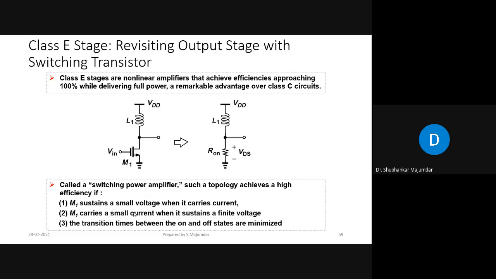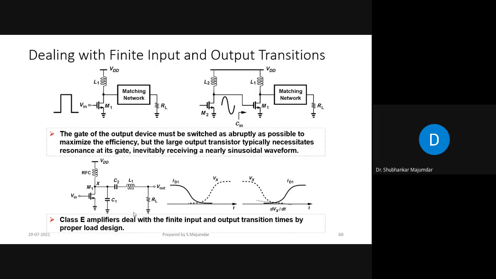The basic issue with this type of class E amplifier is the linearity. So linearity is very, very poor for this switching power amplifier logic. Okay, so now because M1 sustains a lower voltage when it carries the current, and M1 carries small current which is sustained with a finite voltage, the transition time between on and off is minimized.